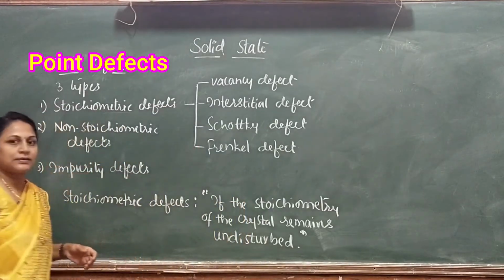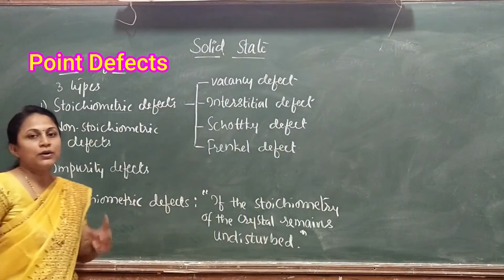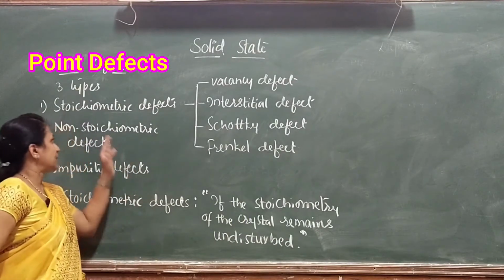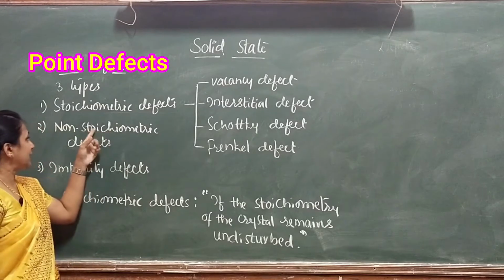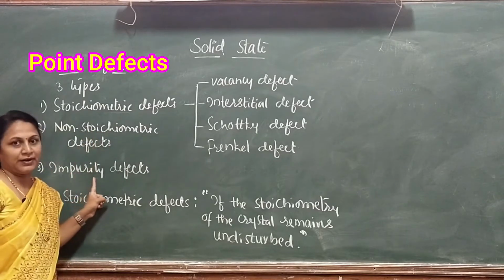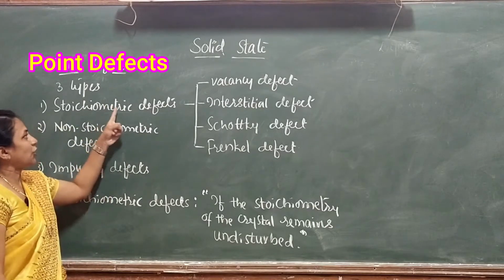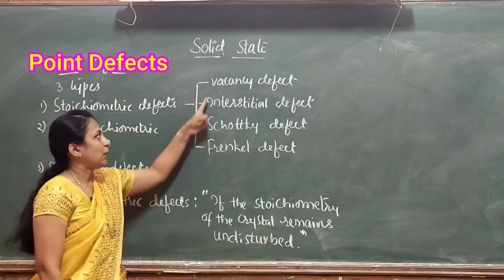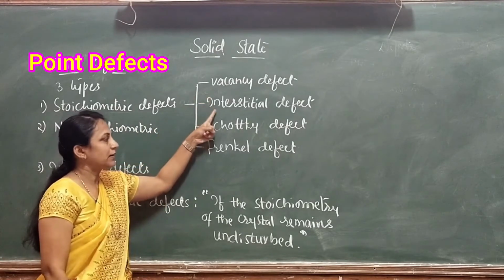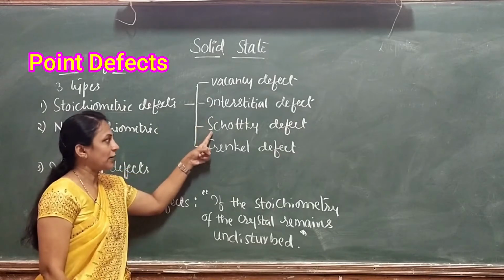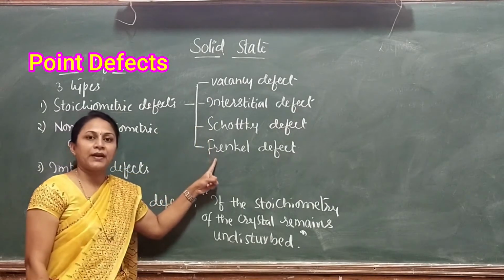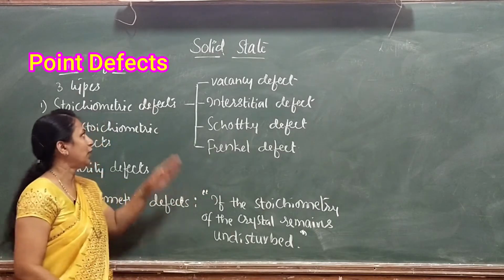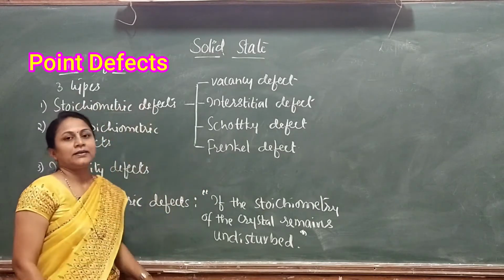These point defects are again classified into three types. One is stoichiometric defects, non-stoichiometric defects, and impurity defects. In the stoichiometric defects, again we have four types: vacancy defect, interstitial defect, Schottky defect, and Frenkel defect. In this session, we shall focus only on the stoichiometric defects.